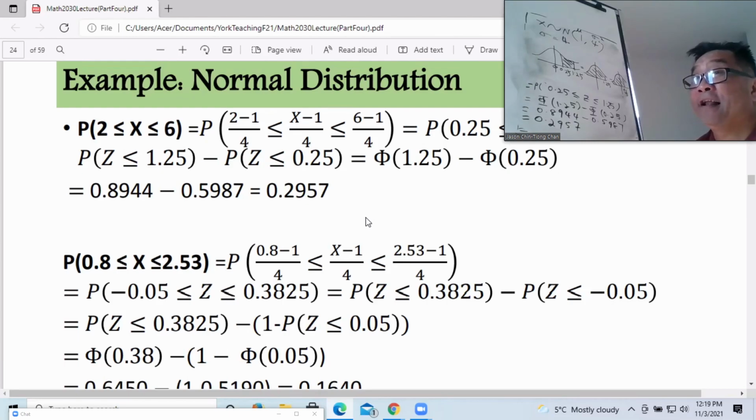Very good question. A lot of students make this mistake. They do 1.25 minus 0.25. So I need to look at the table one time.